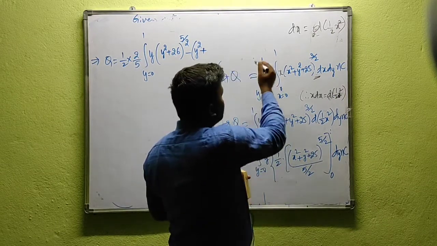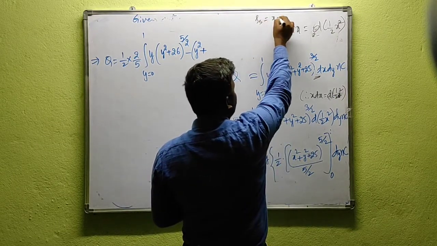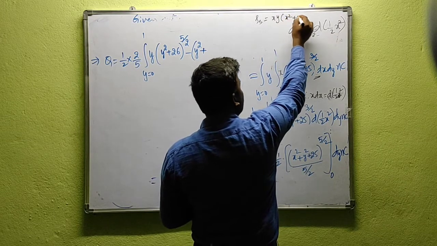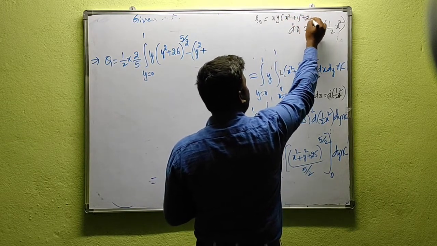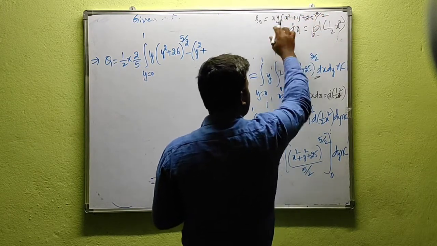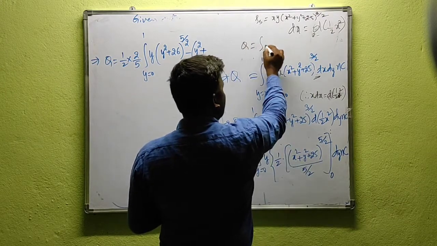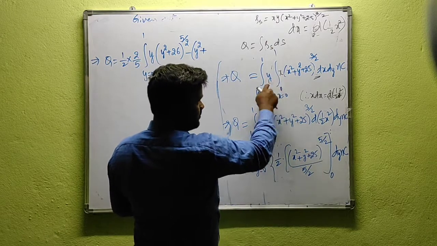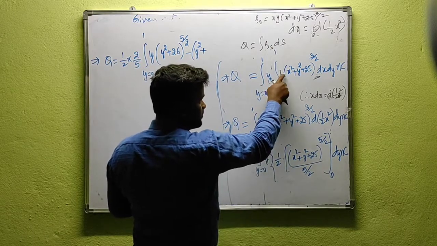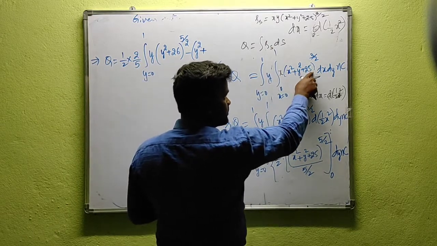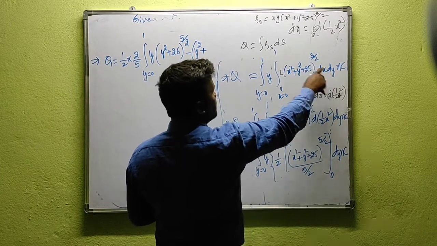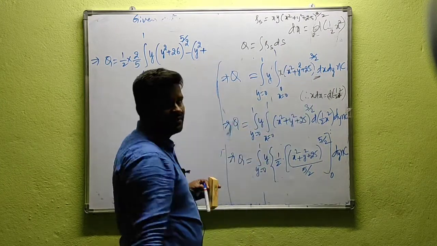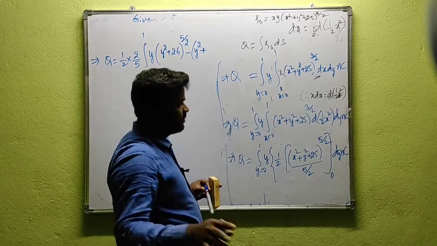Basically rho s is given as xy into (x square plus y square plus 25) whole power 3 by 2. So q equals integral rho s ds. Means xy into this one. If I multiply this one, x into y, (x square plus y square plus 25) whole power 3 by 2 dx dy, ds is dx dy. Please make a note of it.